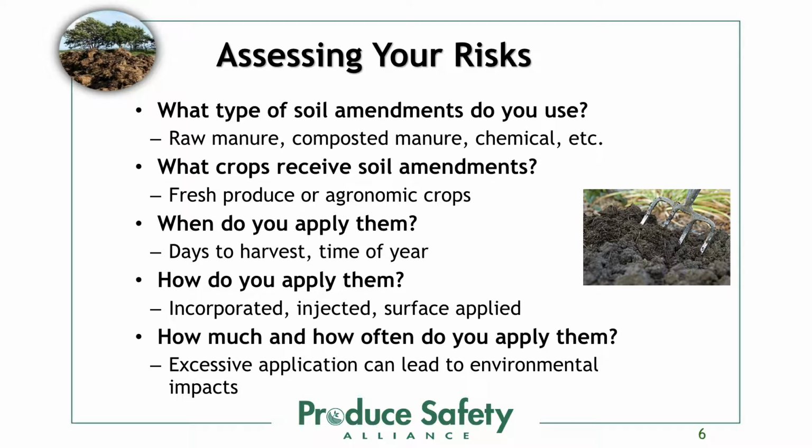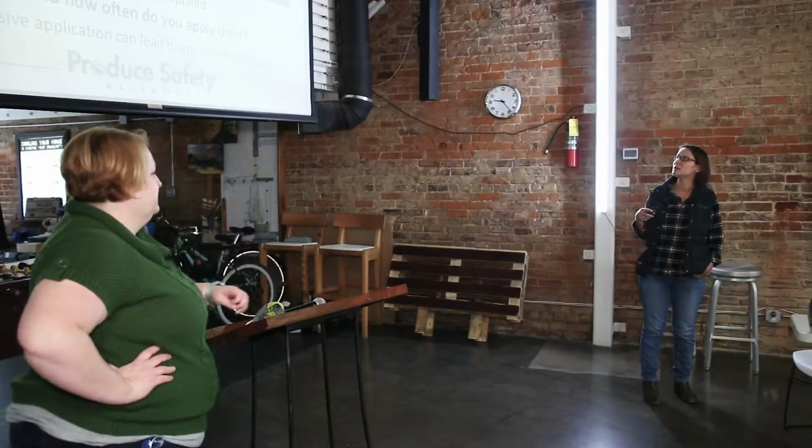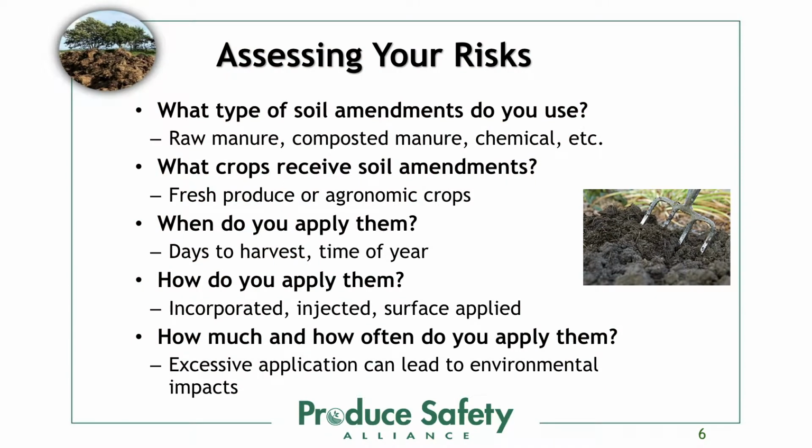So composted manure, chemicals, or other amendments. And then what crops receive those soil amendments? Is it your fresh produce, or is it your agronomic crops, or is it pasture, and then you rotate those into your fruit and vegetable rotation? And when do you apply them? So the days to harvest before you're going to harvest that fruit or vegetable crop, and the time of year you're going to apply it. Are you applying it now, or are you applying it in the spring right before you're planting?